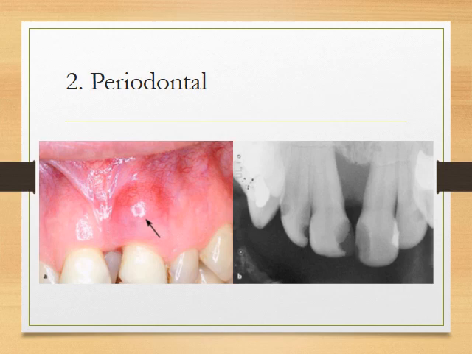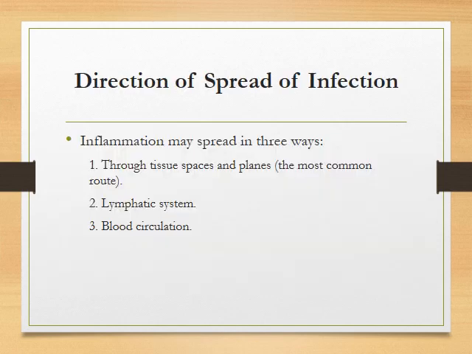The other cause is periodontal, as a result of a deep periodontal pocket which allows the inoculation of bacteria into the underlying soft tissue. Direction of spread of infection. The infection or inflammation may spread in three ways: through tissue spaces and planes, which is the most common route, or through the lymphatic system, or blood circulation.